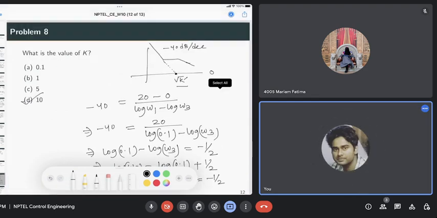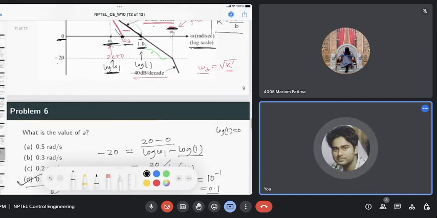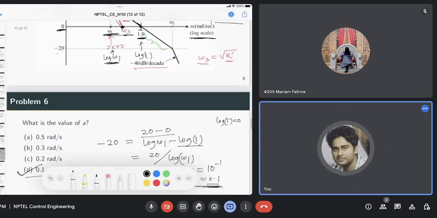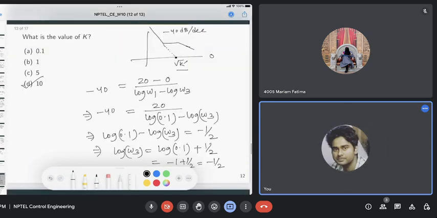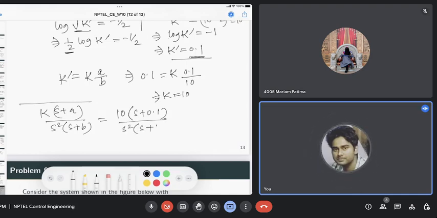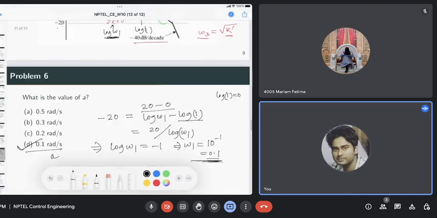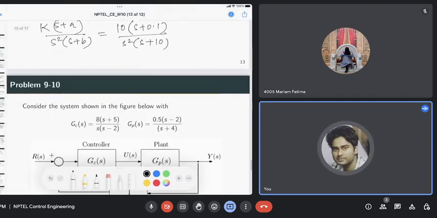Then we can write the overall transfer function, because our assumed form was k times (s plus a) by s square times (s plus b). We just substitute all the values, so the transfer function will be 1 times (s plus 0.1) by s square times (s plus 10). So this is the transfer function obtained from that magnitude Bode plot, just using all these values.